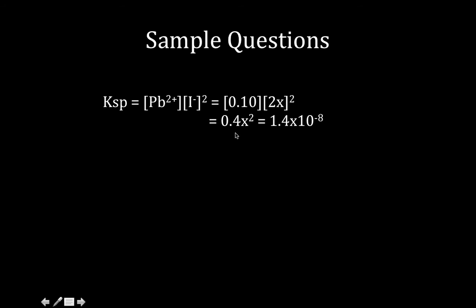So what do we get? You say, how did I get that? Well, I went 2 squared is 4, and 4 times 0.1 is 0.4. x squared is x squared. So I'm taking 1.4 times 10 to the minus 8, and I'm dividing by 0.4. So I actually will get a number that's bigger than 1.4 times 10 to the minus 8. And I also have to then square root it. So I have to divide by 0.4, take the square root, and I end up with 1.9 times 10 to the minus 4, big M.